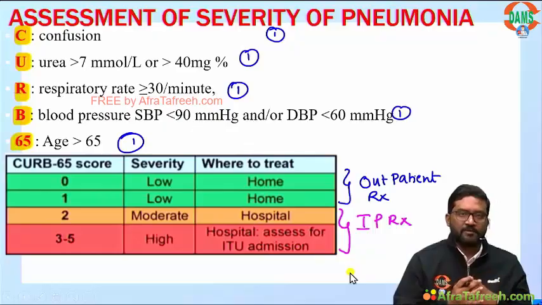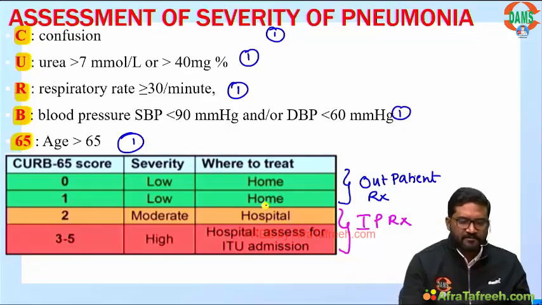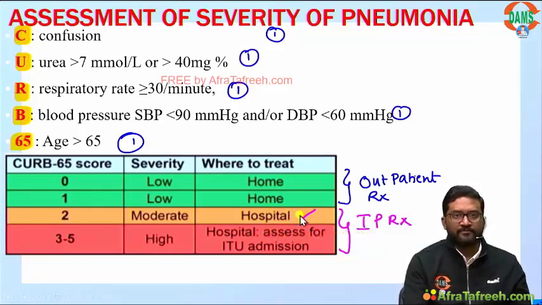He is coming to you. You see his CURB-65 score. If it is not a bad pneumonia, you can prefer outpatient treatment. Again, if it is 2, hospital, initially ward. If it is 3 to 5, we generally go for ICU admission.